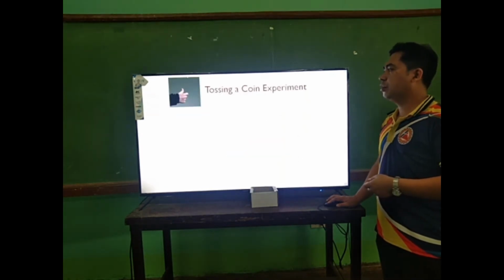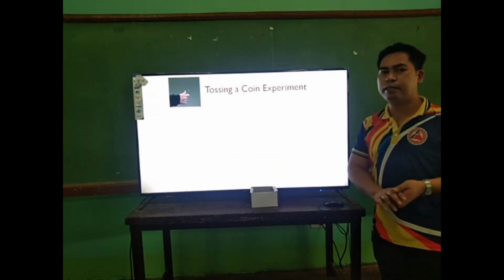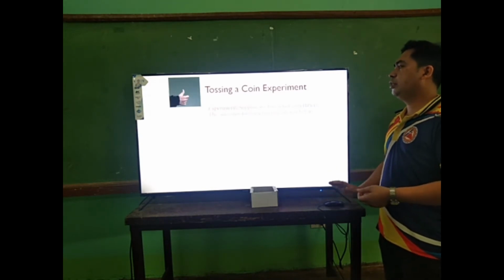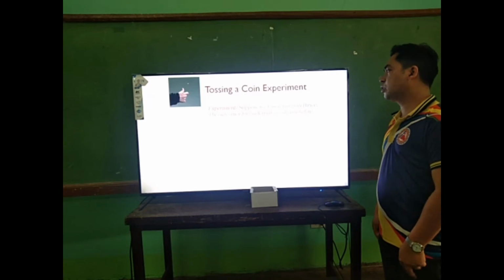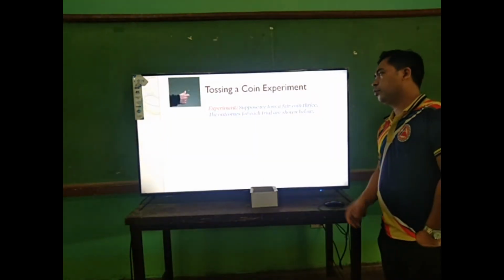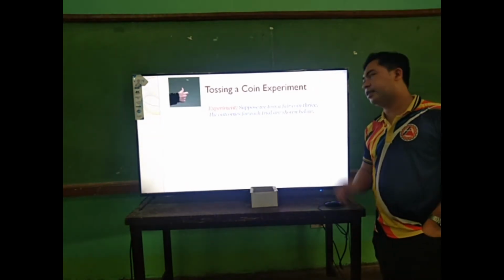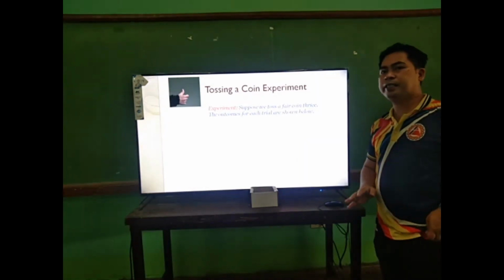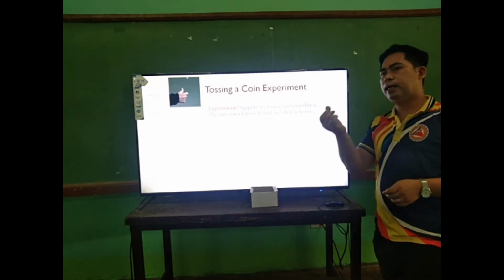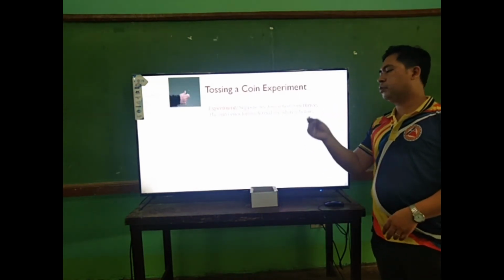Okay? So let us have an experiment. This is called tossing a coin. In our experiment, suppose we are going to toss a pair of coins thrice. We are all familiar with a coin, right? We have the front and the back side of the coin, or we call that in statistics the head and the tail. So I have here a 5 peso coin.